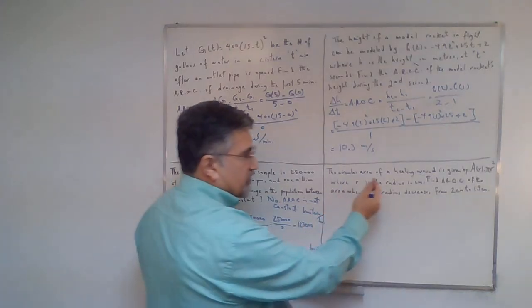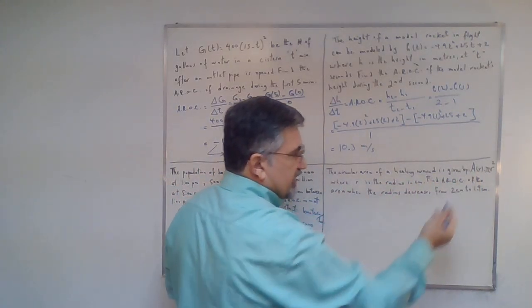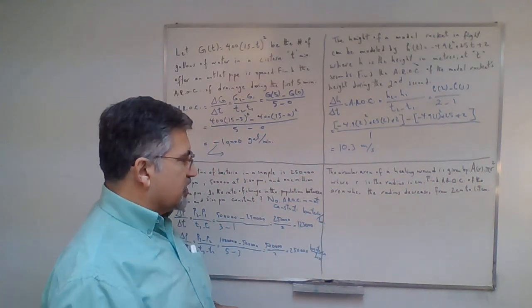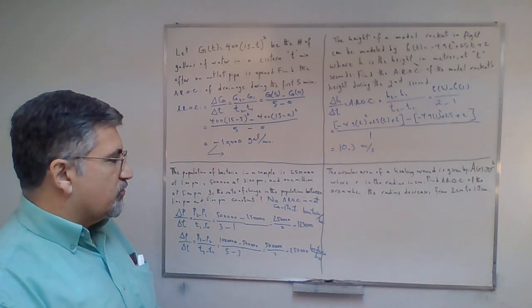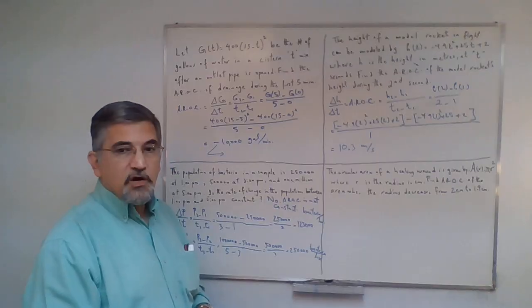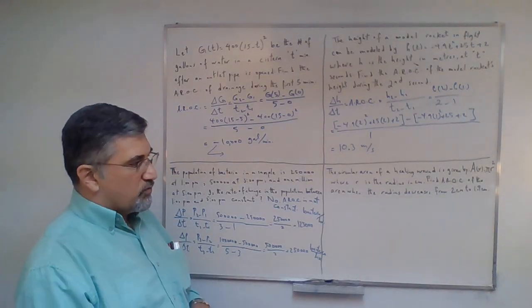The circular area of a healing wound is given by A of r equals pi r squared, where r is the radius in centimeters. Find the average rate of change of the area when the radius decreases from 2 centimeters to 1.9 centimeters. Another question.